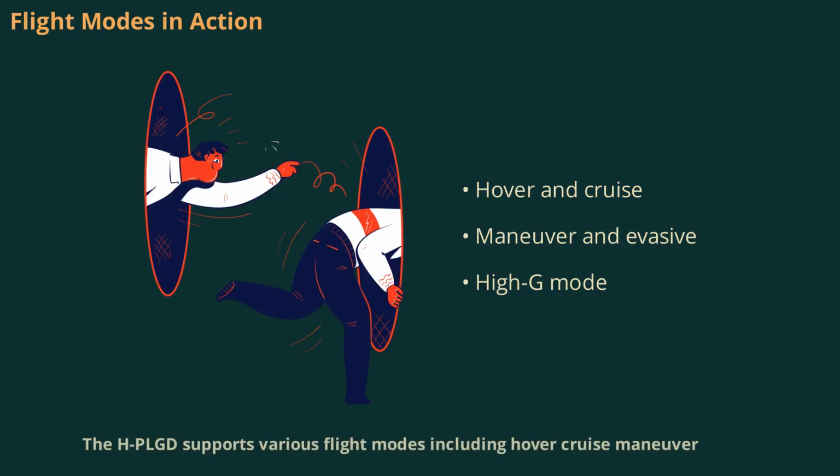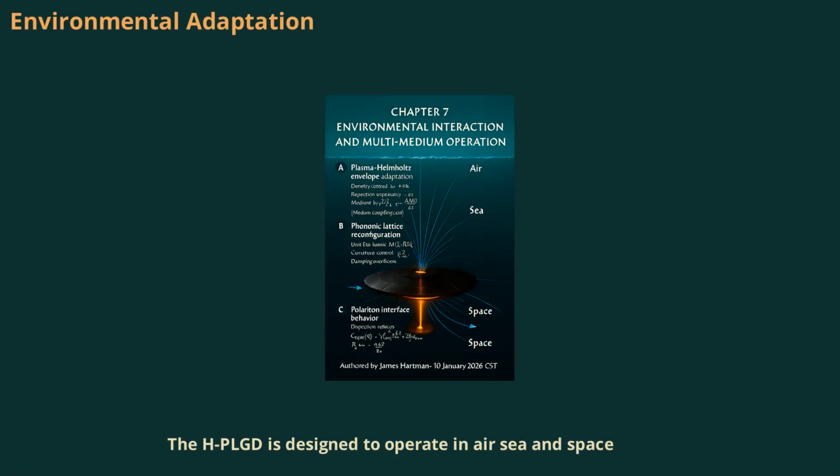The H-PLGD supports various flight modes, including hover, cruise, maneuver, evasive, and high-G operations. Each mode is tailored to specific mission requirements, with the control system dynamically adjusting field parameters to optimize performance and safety. The H-PLGD is designed to operate in air, sea, and space. Each environment presents unique challenges, such as turbulence, density, and vacuum. The craft adapts by reconfiguring its plasma envelope, phononic lattice, and Polariton interface, ensuring optimal performance regardless of the medium.